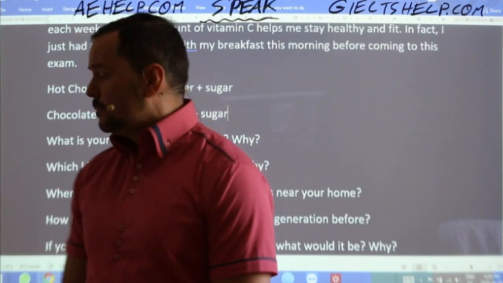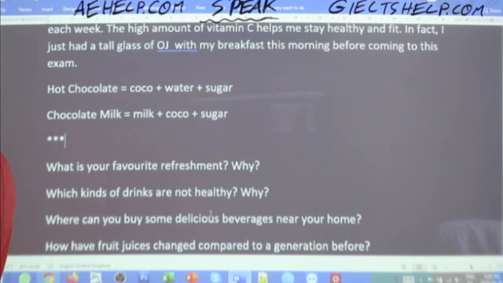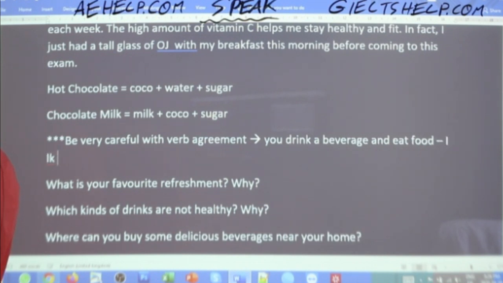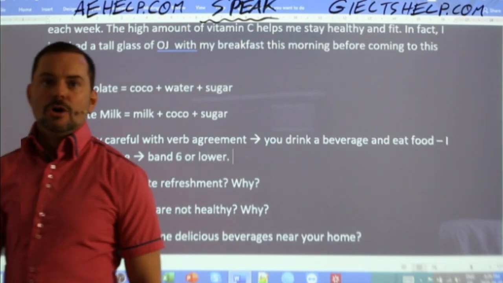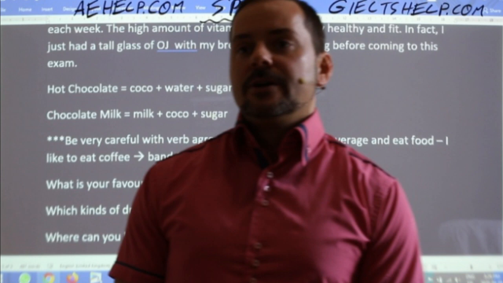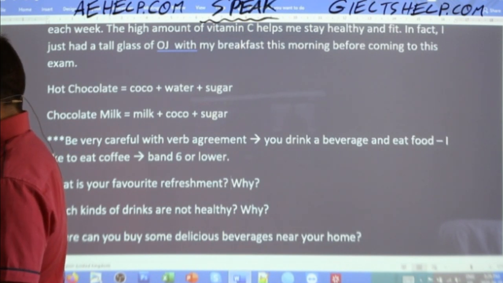Students, be really careful with verb agreement. It's a beverage. You're drinking it, not eating it. I'm seeing too many eats. Okay. Be very careful with verb agreement. Okay. Meaning you drink a beverage and eat food. If you say, I like to eat coffee, your score will be band 6 or lower, okay? That's a big no-no. No student with good or very good English will ever make the mistake of saying, I eat coffee or I eat juice, okay? So be really, really careful. That's a very awkward mistake, okay? All right.